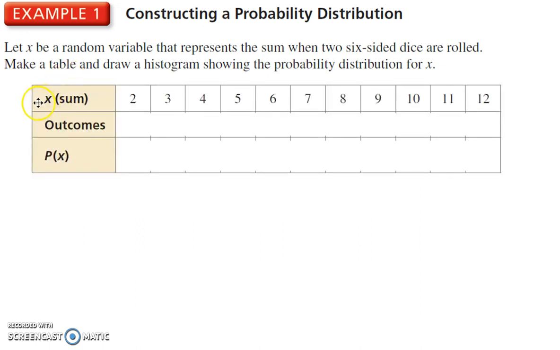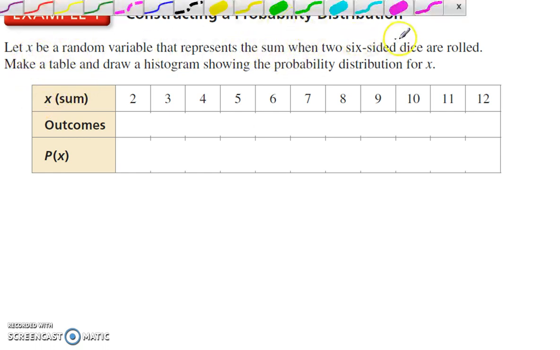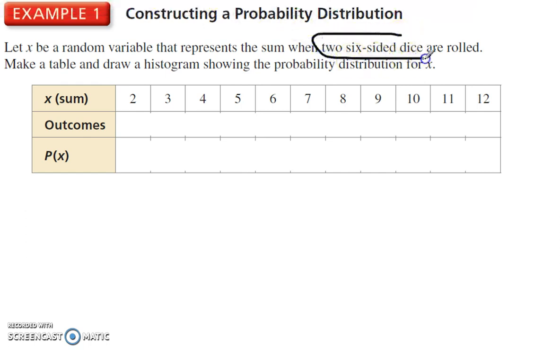Okay, so I want to let x be a random variable that represents the sum when two six-sided dice are rolled. Okay, two of them. So if I have a 1 and 1, then I've got 2. That's the smallest value I can do. And 6 and 6 gives me 12. That's the greatest value. And then I can get every number in between.